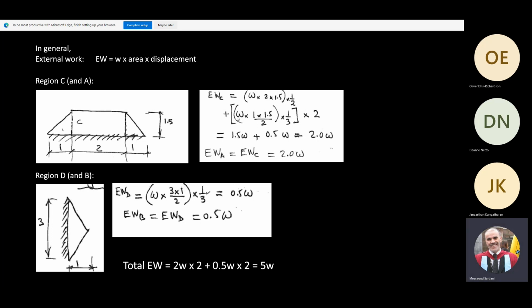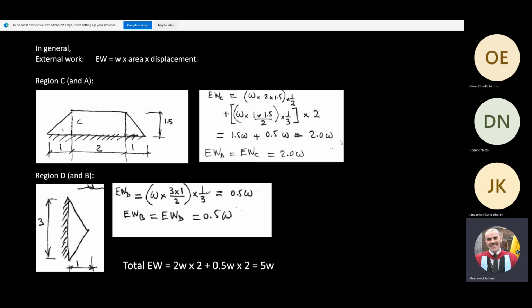Plus for this triangle, it's W times the area. What is the area of this triangle? The area is 1 times 1.5/2. And then the centroid is here. This is the centroid of the triangle. And if this is 1 here, you've got 1/3 there, the displacement. So we have 1/3, and then you multiply by 2 because we have 2 identical triangles. And then when you rearrange and simplify, you get 2 times W.